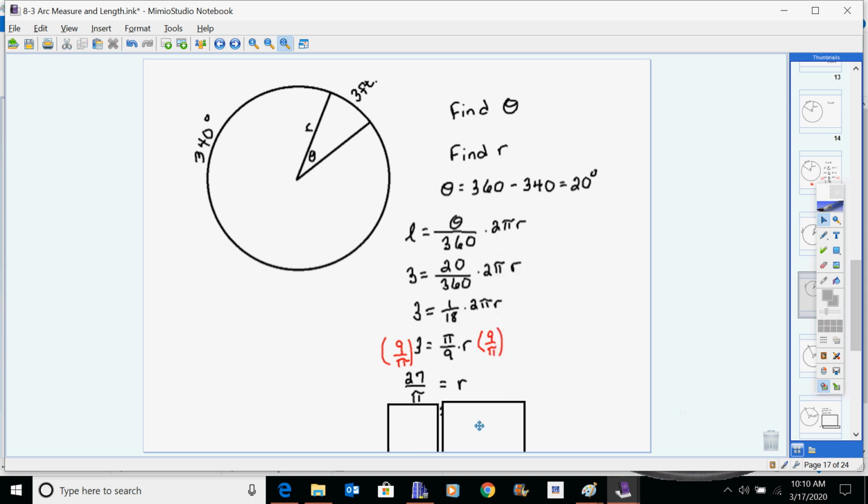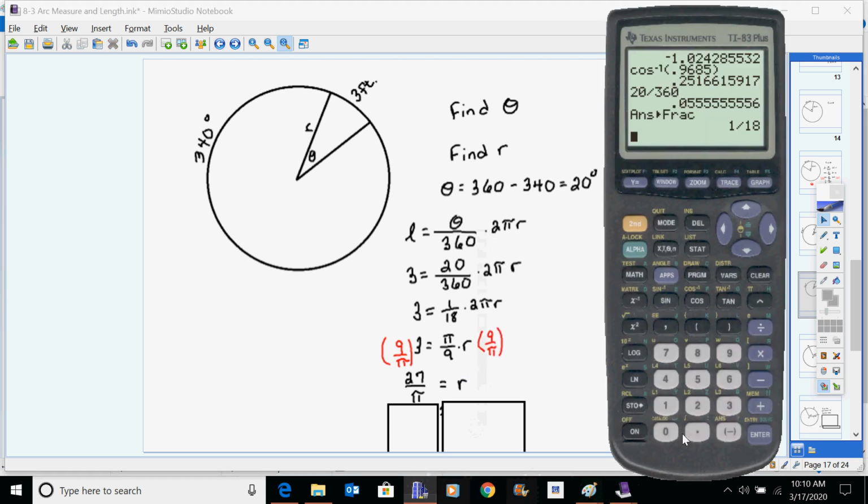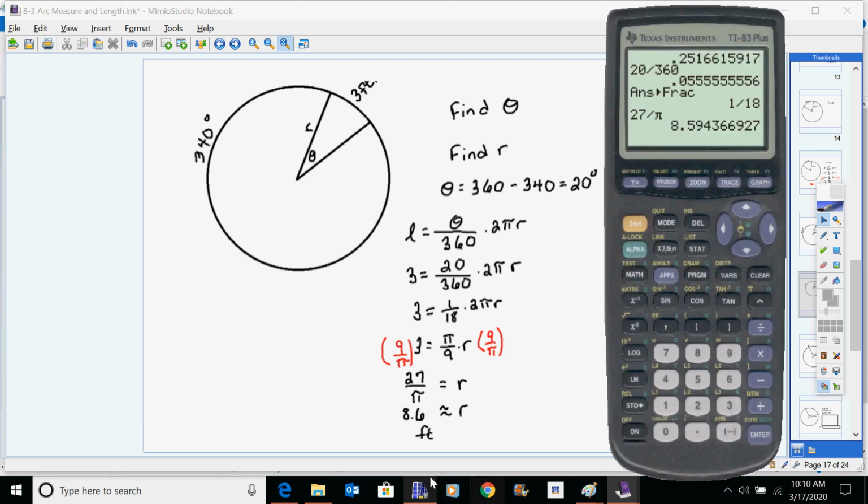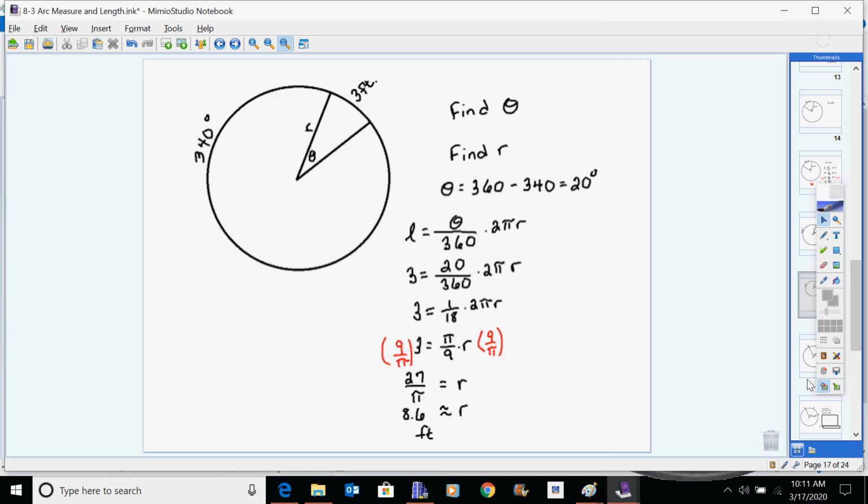And once again, on any calculator you have, you could take 27 divided by pi, or divided by 3.14 if you prefer that, and you're going to get an approximate answer, and we can go with that approximate answer of 8.6. I'll allow you to round it to the 10th place, that's just fine. So you're rounding your answer to your 10th place and getting about 8.6 feet, because the original was in feet, so your radius is going to be in feet as well.